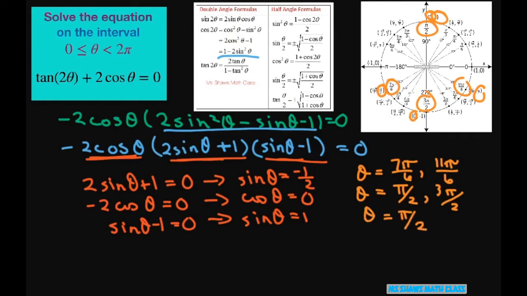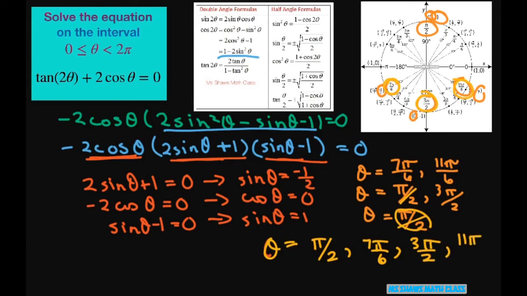So if you want, you can go around and just list them in order. Your angles would total pi divided by 2, because we already had 2 of them here, so cross those out. Then we had 7 pi divided by 6. So we're just going around the circle here. 7 pi divided by 6, 3 pi divided by 2, and 11 pi divided by 6. And those are your 4 solutions.